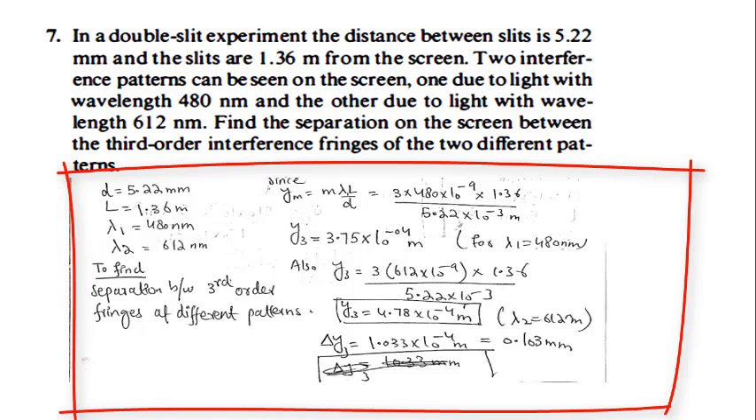So this is for 480 nanometer. Similarly, I can use the same expression for finding the third order bright fringe position. I only need to replace lambda 1 by lambda 2. So this gives me 4.78 into 10 raised to power minus 4 meter. So this is for 612 nanometer. So obviously we have two values, so we can subtract to find the net value, which is delta y3 is equal to 0.103 millimeter. So this will be the separation between the third order bright fringes.